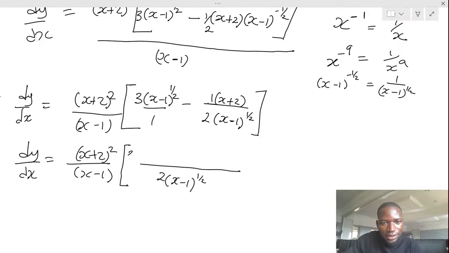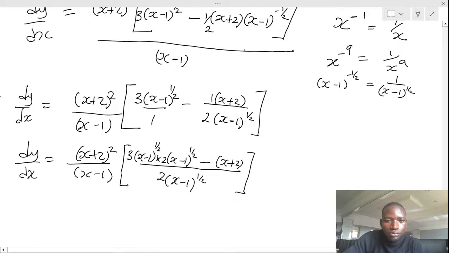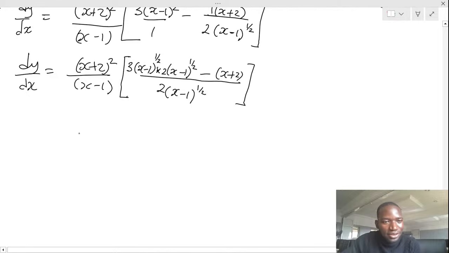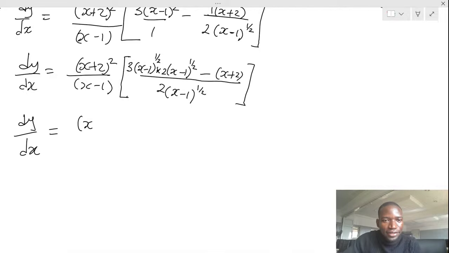So you're going to multiply, that will be 3 into x minus 1 half times what? 2 into x minus 1 raised to the power half. Okay, so then the other one will give us minus the whole of this in the LCM will give us 1. 1 multiplied by what we have on top is going to give us x plus 2. All right, so let's go further. I'm just trying to break this down so that the equation is easier. So we're going to have x plus 2 all squared over x minus 1.